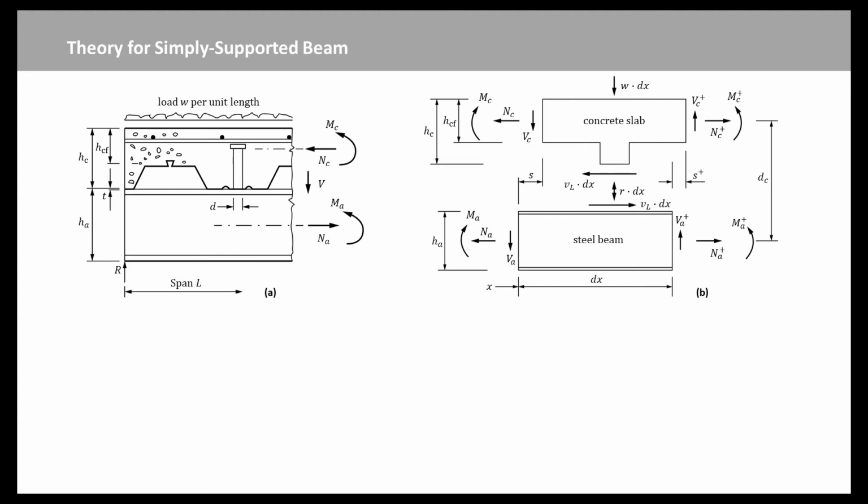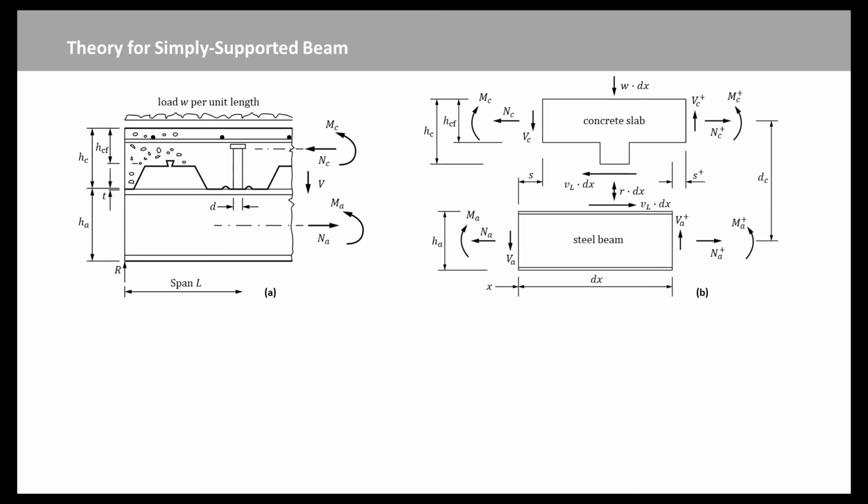This notation is used in this figure for increments in the other functions of x, which are Mc, Ma, Nc, Na, Vc, and Va. These are respectively the sagging bending moments, tensile axial forces, and anti-clockwise vertical shears acting on the two components of the beam. The suffixes C and A indicate concrete and steel. They are shown in the directions taken as positive.